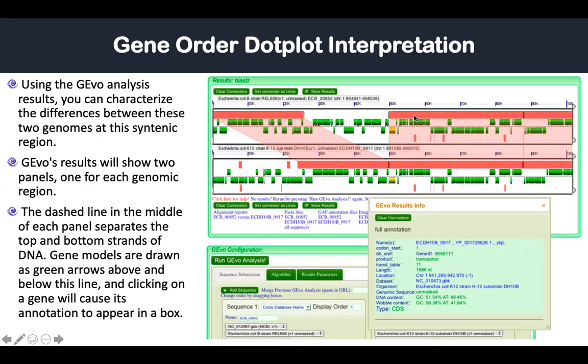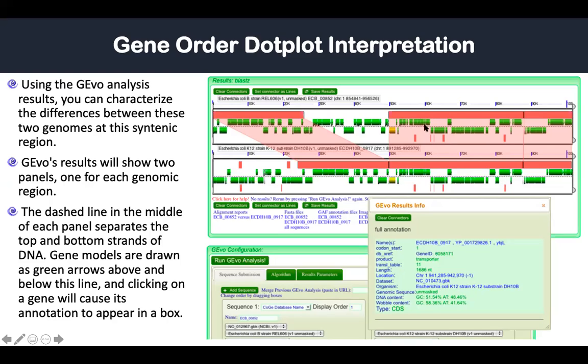So the genes which are present in this region of the REL 606 strain are also present in the DH10B strain. But another interesting thing you can see is the gene order is exactly the same. Like you see in the forward region, you have all these genes. You can see the same genes are present in the DH10B strain, right?